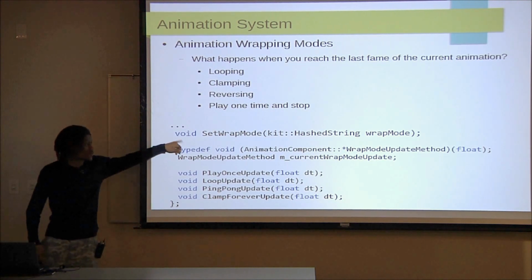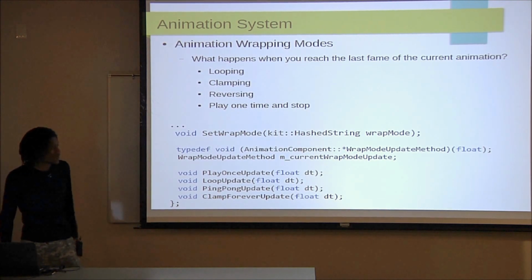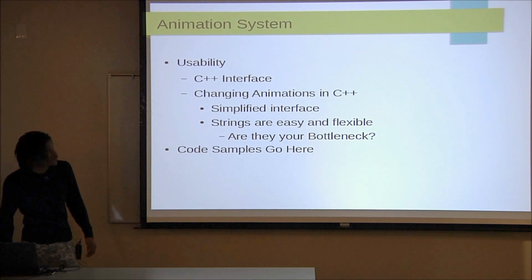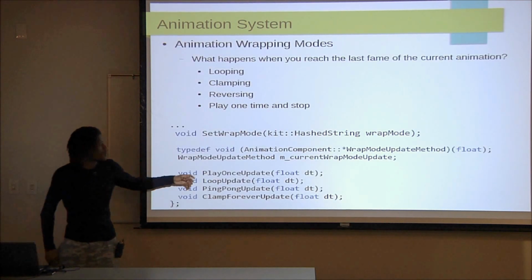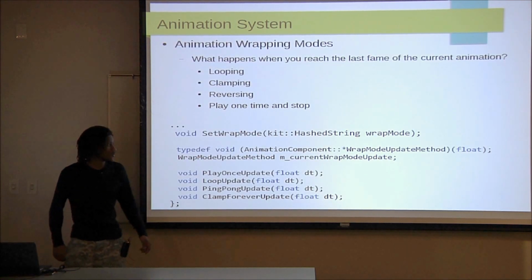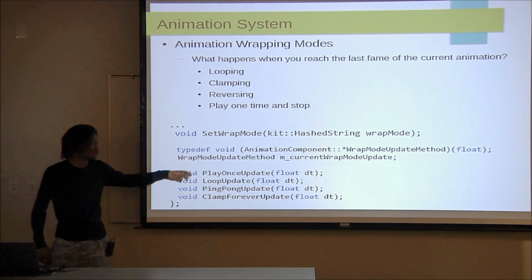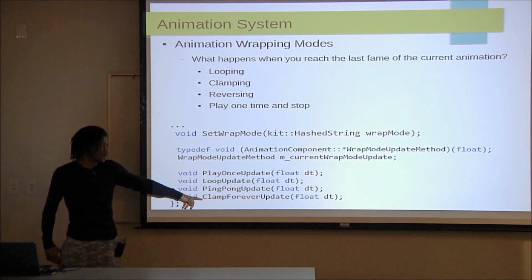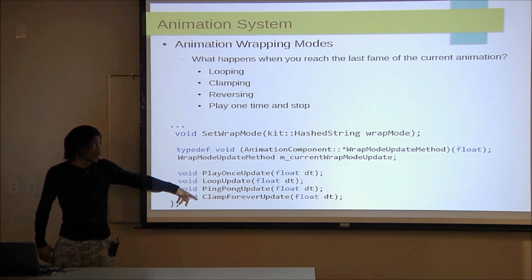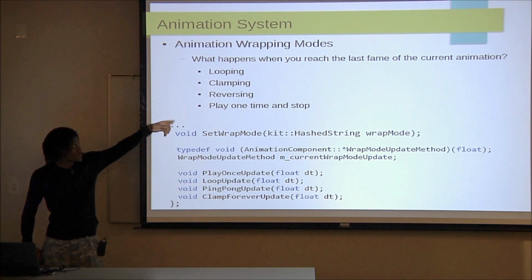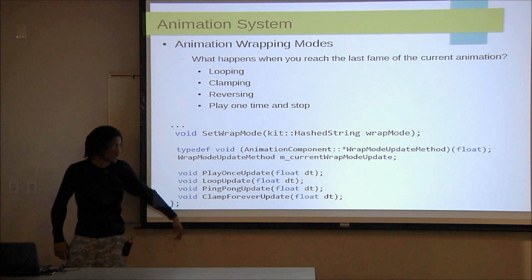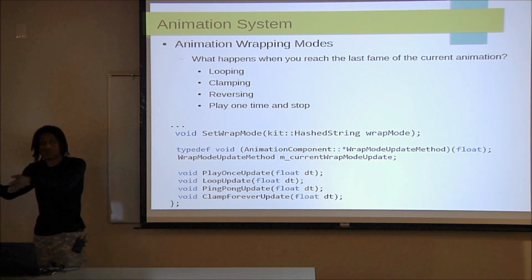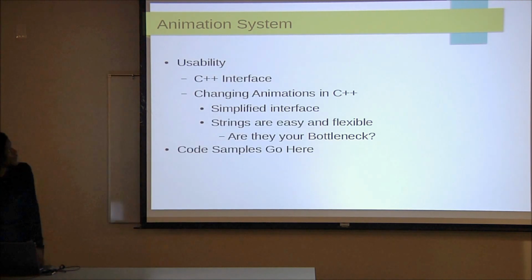So this was a really simple way of making that data driven. I just had a wrap mode, and I just used some functors for each different wrap mode that I supported, like looping and clamping, and just had a different update method that actually handled what happens whenever you get to the last keyframe.